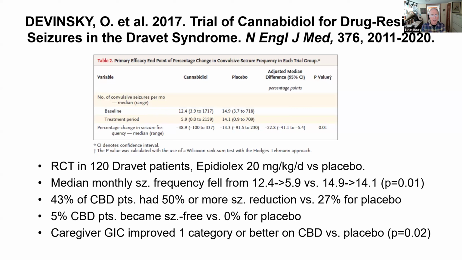43% of the patients receiving Epidiolex had a 50% or more seizure reduction versus 27% for placebo. And 5% of the CBD patients were seizure-free and none on placebo. The global impression of change by caregivers improved, also statistically significant on CBD. And this is just one example of many studies of this type. Epidiolex is now FDA approved as of 2018 in the United States and is available in many developed areas of the world.